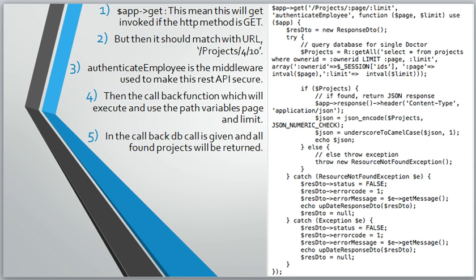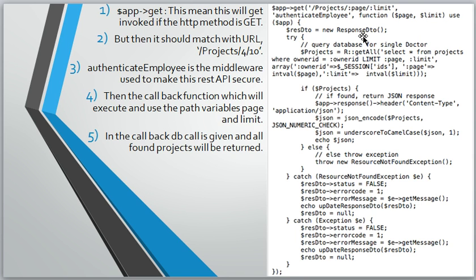1. $app->get. This means this will get invoked if the HTTP method is get. 2. But then it should match with URL /projects/4/10. 3. Authenticate employee is the middleware used to make this REST API secure and allow authorization. 4. Then the callback function which will execute and use the path variables page and limit. 5. Then the object of response DTO is created.